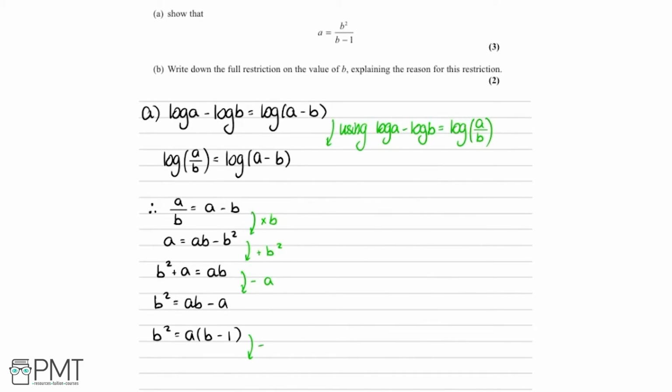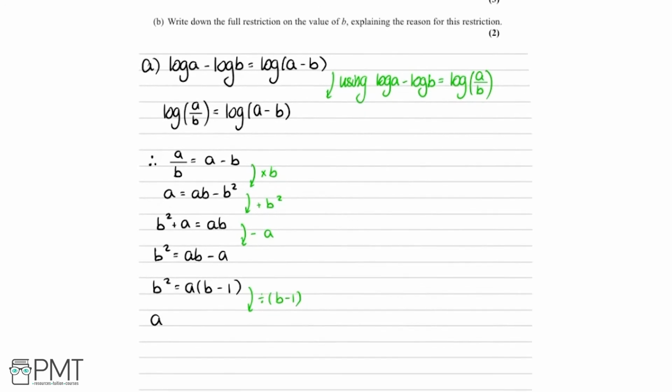So now lastly, if we divide both sides by b minus 1, we'll get that a equals b squared all over b minus 1, as needed. And that's everything we need to do to answer part A. And look at the mark scheme to see where we get the marks.